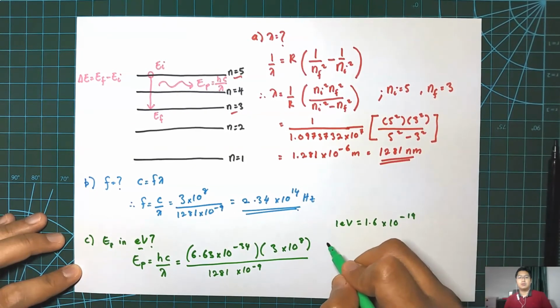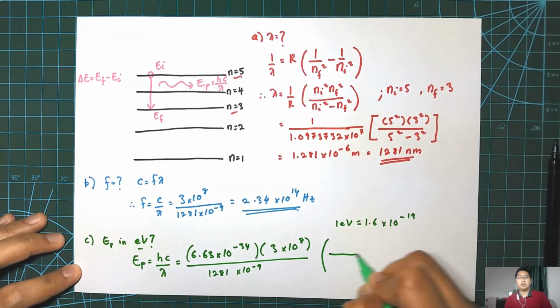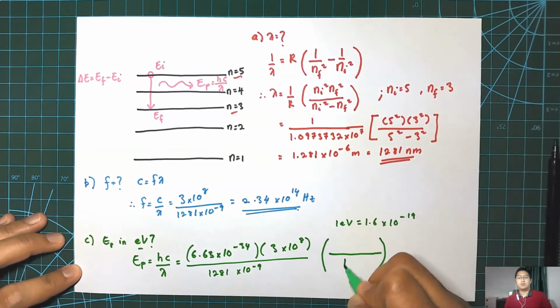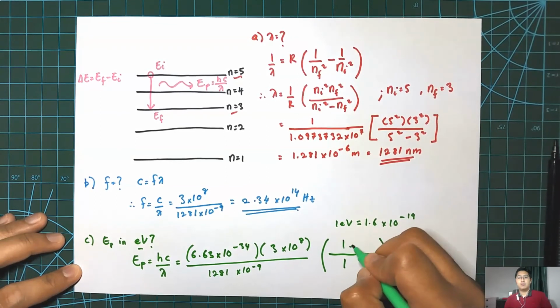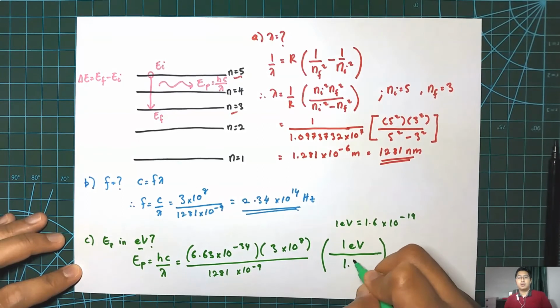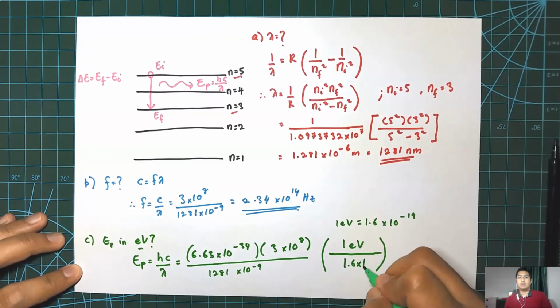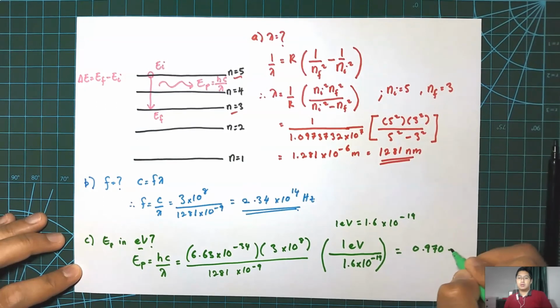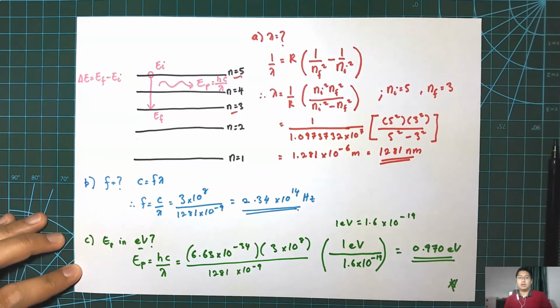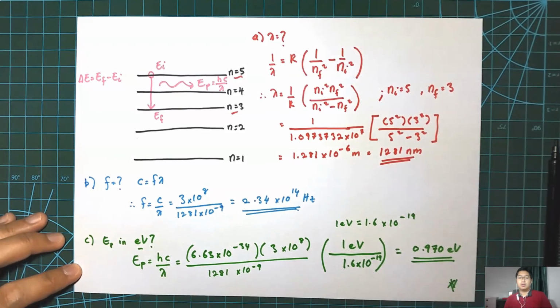You need to know the equivalency between joule and electron volt. 1 electron volt equals 1.6 times 10 to the power of negative 19 joule. You need to put the unit joule at the back of negative 19 in the equivalency. Once you convert the unit, the energy in electron volt is 0.970 electron volt. I hope you understand.